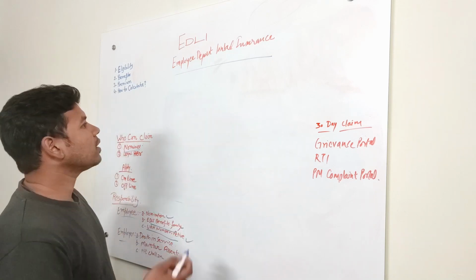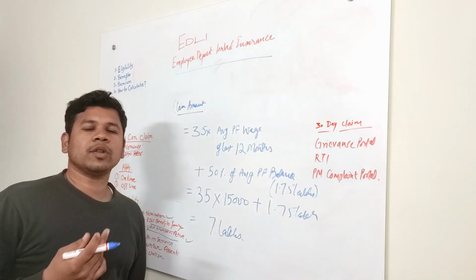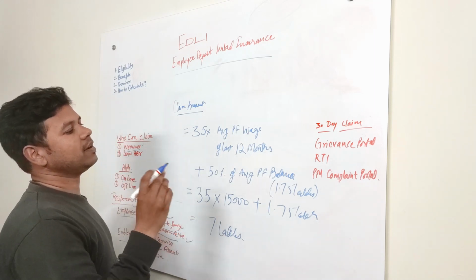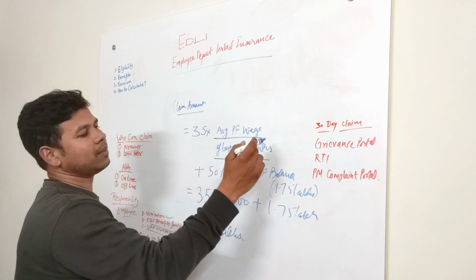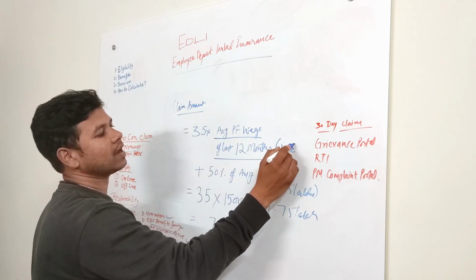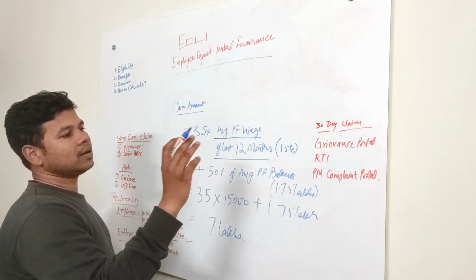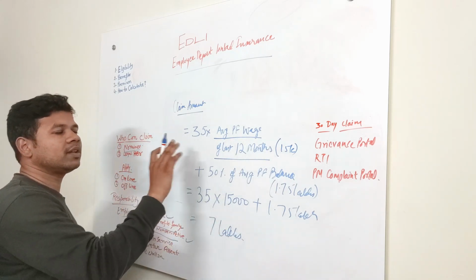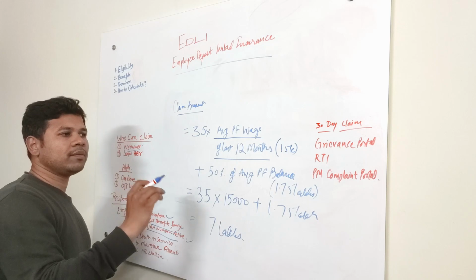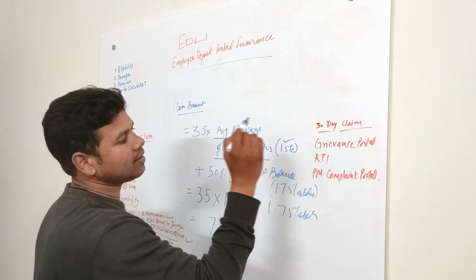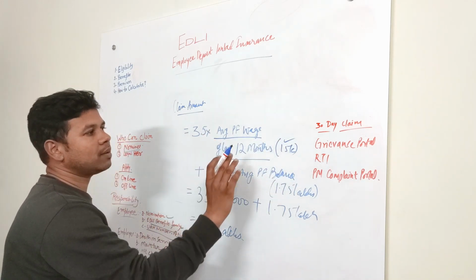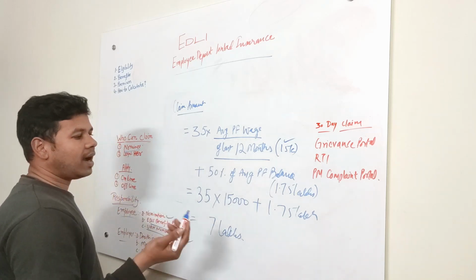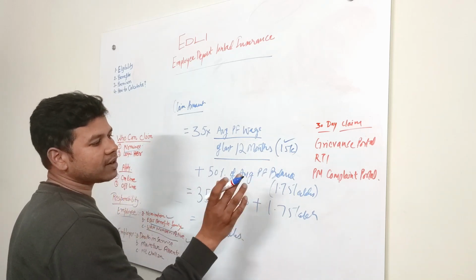Now let's talk about the claim amount. The formula for the calculation of the claim amount is 35 times the average PF wage of the last 12 months, and it can be taken as maximum 15k. Some may have a deduction at 50,000 per month, but for the calculation of the claim, we can only take 15,000 per month as the maximum PF wage of the last 12 months average, and 50% of the average PF balance.